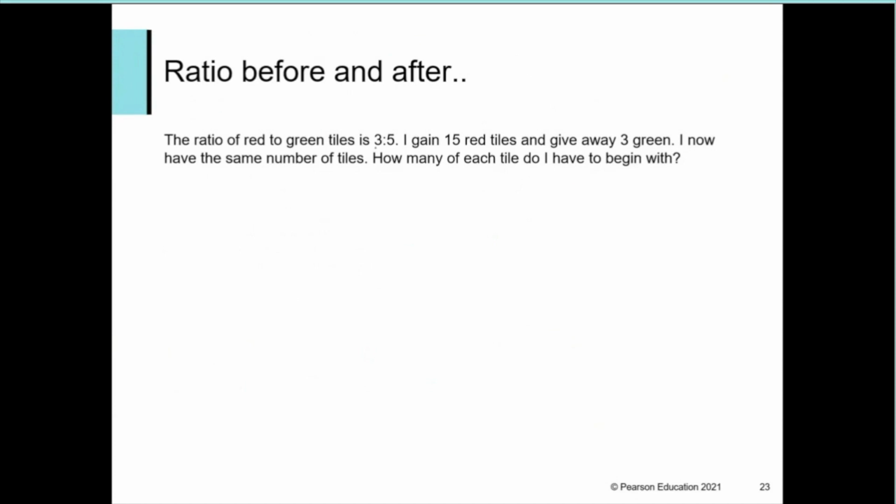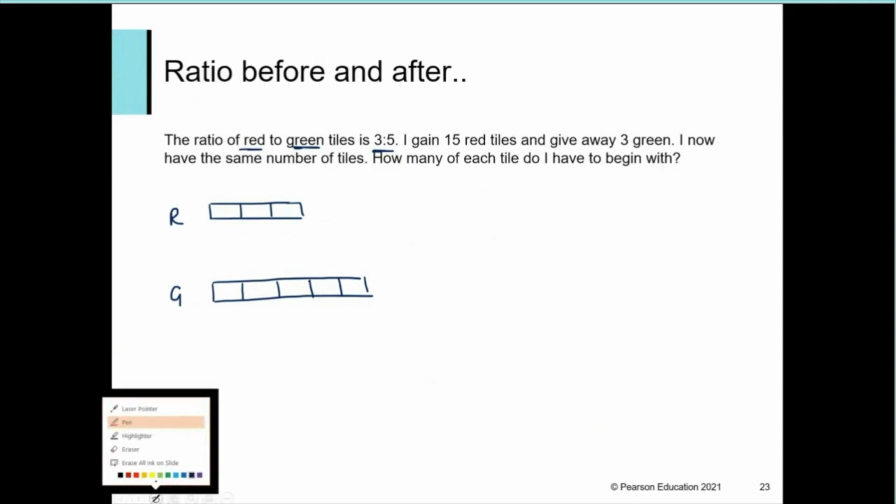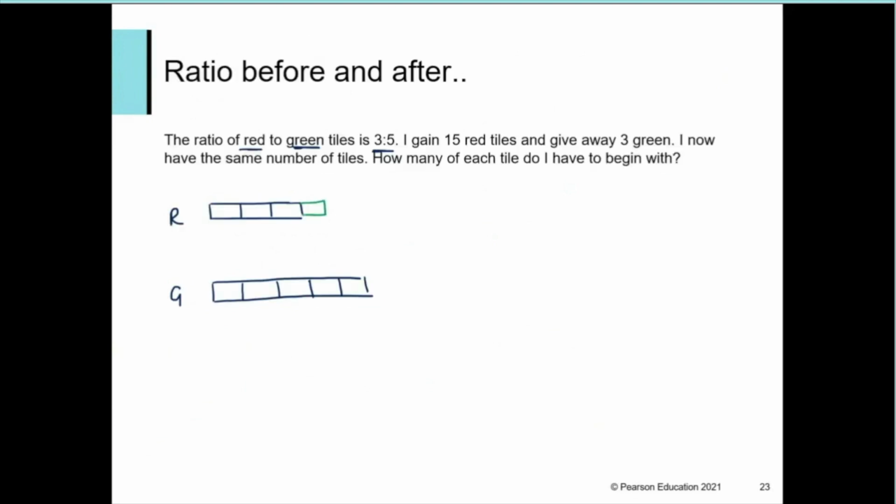So if we have a look at what that would look like, we've got red to green. I'm going to change to blue pen, sorry. Okay, so we've got red to green tiles in the ratio 3:5. Then I gain 15 red tiles and I give away 3 green. So basically, I have the same. That means that's 15 and a 3. It ends up being the same. The size of that bar is the same.